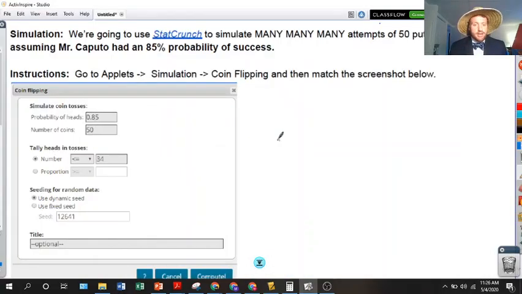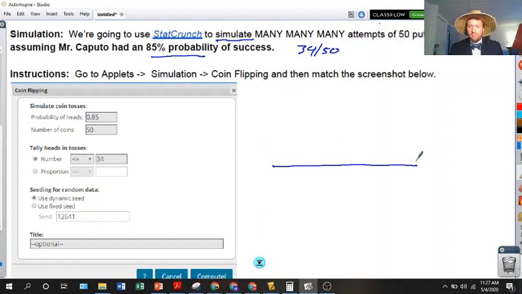I'm going to start at the second part because we've all seen my video. I've watched it a million times. We're going to use StatCrunch to simulate basically me doing that experiment many, many, many times. That's what probability is. We're going to find the probability that I got 34 out of 50, assuming that I have an 85% probability of success.